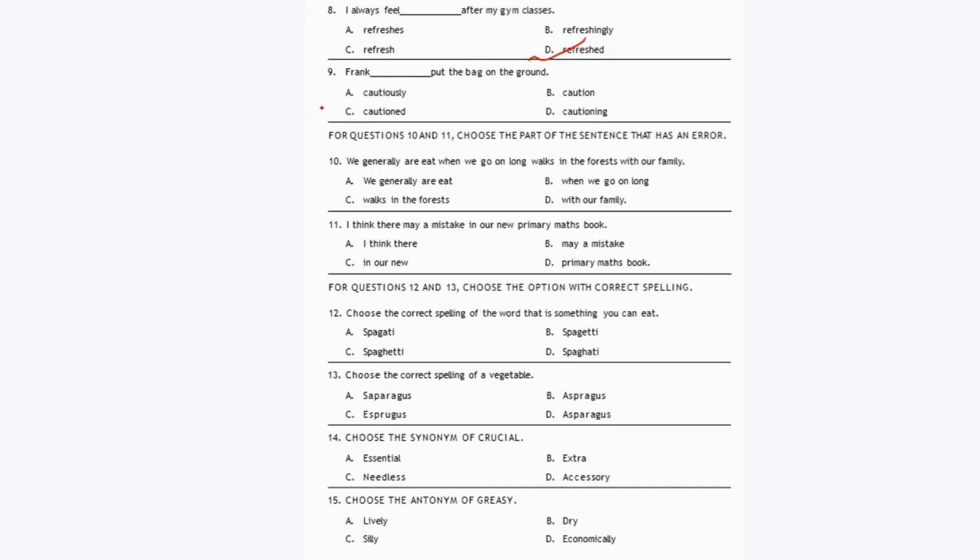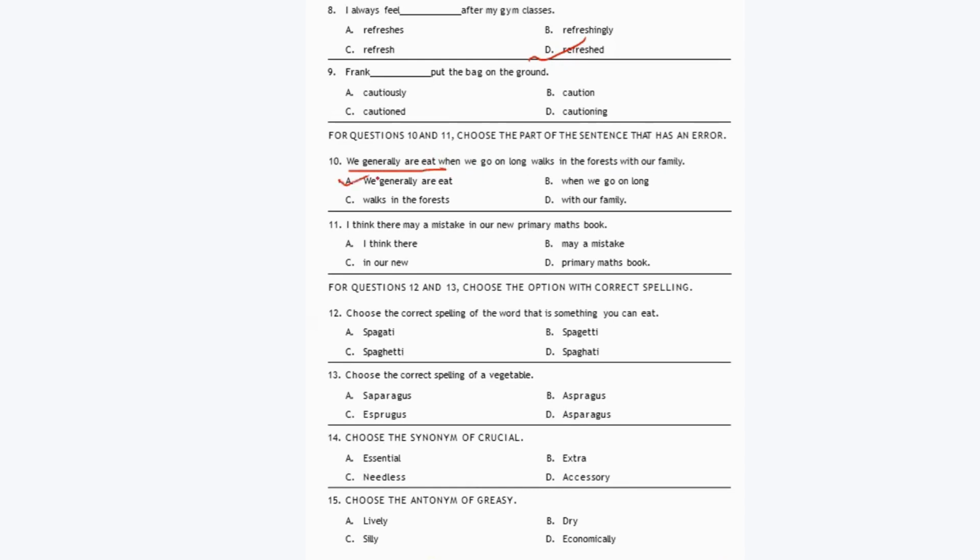Next. For questions 10 and 11, choose the part of the sentence that has an error. "We generally are eat when we go on long walks in the forest with our family." We don't say it like that. It should be we generally eat when we go on long walks in the forest. So this part of the sentence is incorrect.